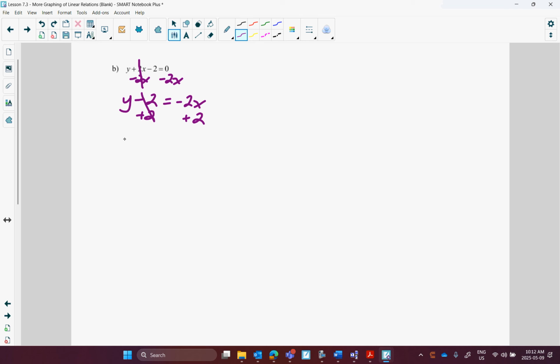Isn't it y equals x? Oh, these are not like terms, are they? I can't combine them. No, it's just -2x plus 2. You can't combine those because they're not like terms. You can't make it -4x or 0 or whatever. Now we can do a table.